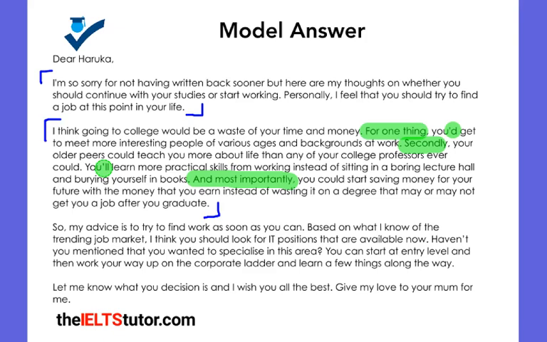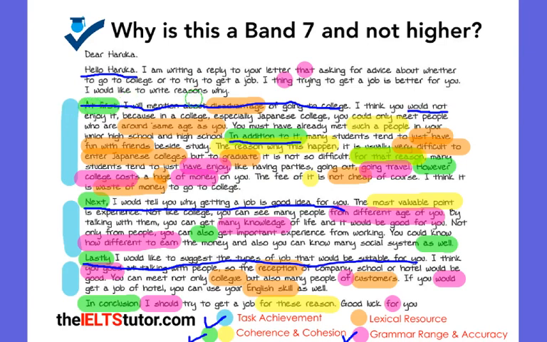I think it's more natural to try to use contractions when you communicate in a friendly letter. You can see that it sounds as though I'm talking to you rather than writing an essay. I think going to college would be a waste of your time and money. For one thing, you'd get to meet more interesting people of various ages and backgrounds at work. So this is something that people would use when they talk to each other in a friendly conversation between friends. If you compare that with the one here, at first I will mention about disadvantage of going to college. Now, if you have a discussion of this over a cup of coffee, if your friend talks like this to you, you might think that there's something wrong with them, okay? Because people don't normally communicate like this in a friendly situation.